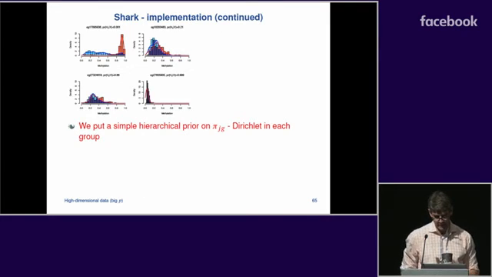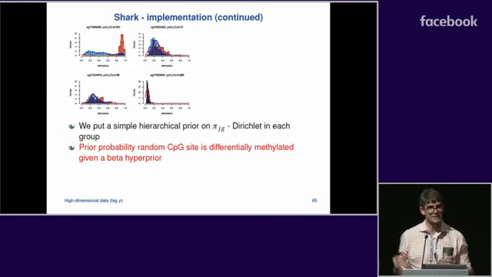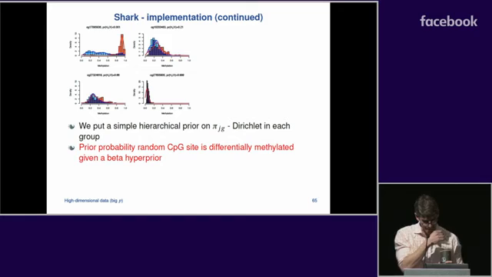Okay, so we're going to put a simple hierarchical model on the pi_jg's, a Dirichlet in each group, and then we do a testing problem. Now we can do scalable testing. I think testing is a problem that we often really have to do in scientific inference, but machine learning people haven't focused on it as much as I'd like.